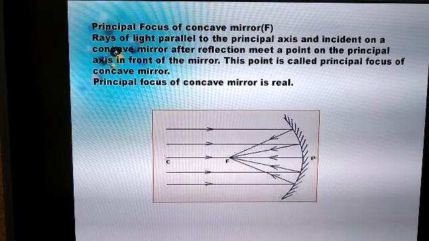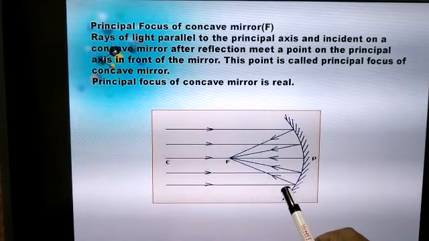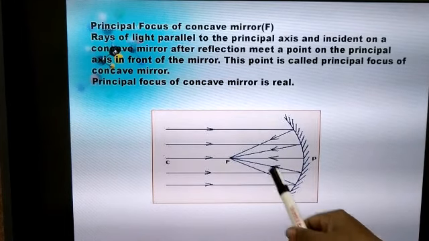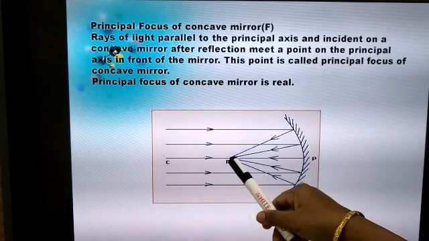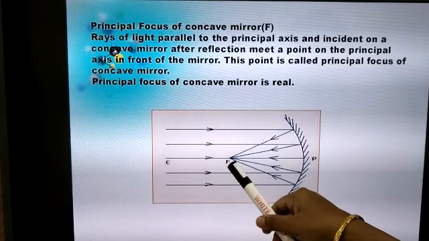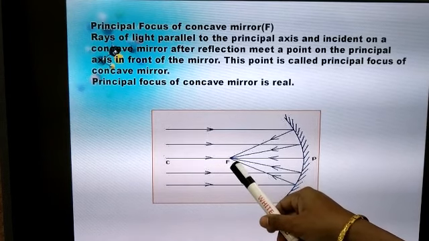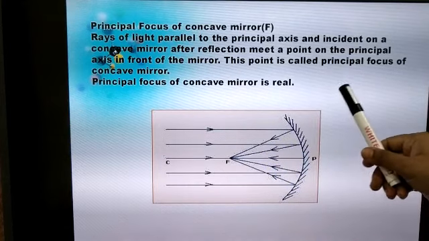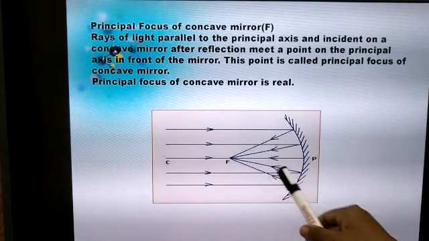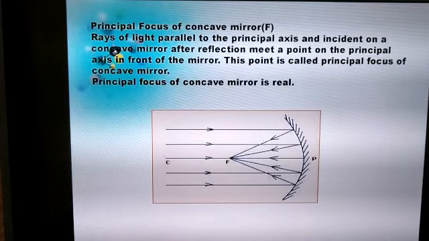Rays of light parallel to the principal axis and incident on a concave mirror, after reflection, meet at a point on the principal axis in front of the mirror. This point is called the principal focus of the concave mirror. Principal focus is denoted by capital letter F. Principal focus of a concave mirror is real because the rays of light after reflection actually meet at a point. Therefore, principal focus of a concave mirror is real.